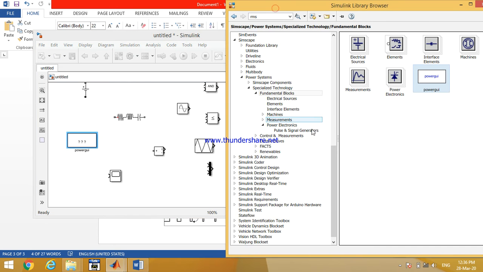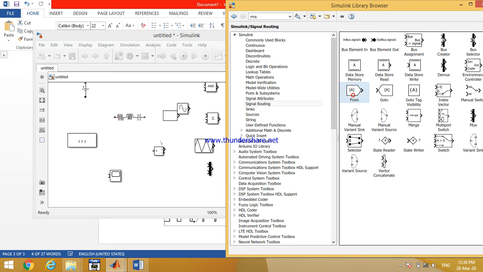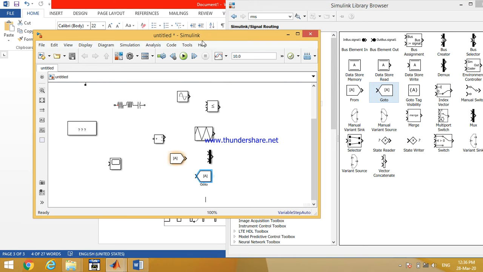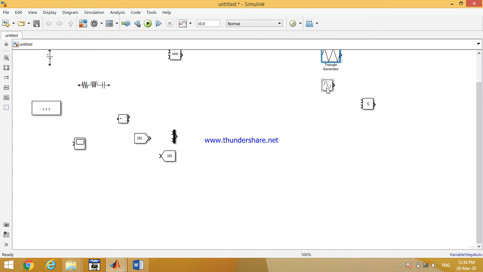Now to avoid the messy look, we'll take Goto and From blocks to give the pulses instead of stretching the wires from the pulse generators from here to here. We are directly giving to the Goto and From blocks, right? Now we'll connect all the blocks: the sine wave, this is our comparator, this is our triangular, right?